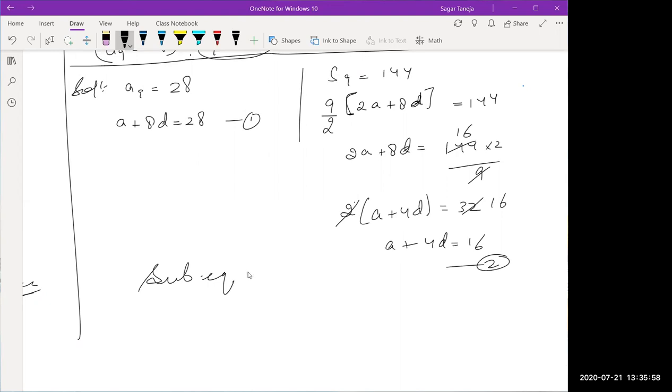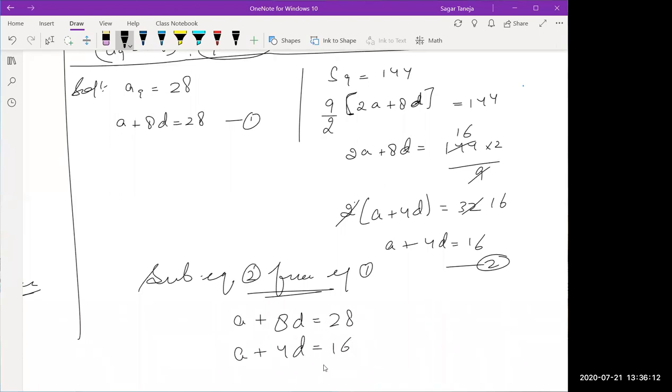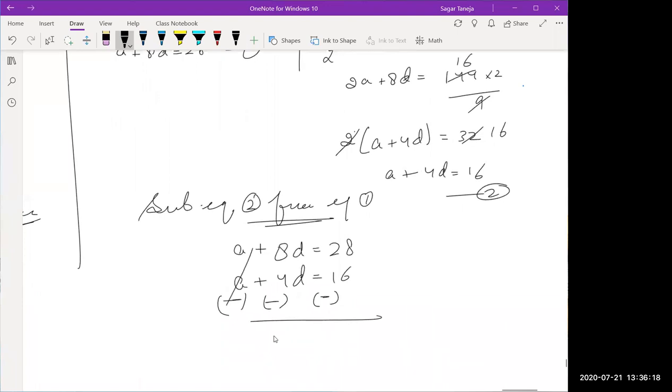Subtract equation 2 from equation 1. So the first equation I have written here, a plus 8d, 28, a plus 4d, 16, minus, minus, minus, sign change, as we have to cancel a. So by the elimination method, we are able to calculate the value of d, which is 3.